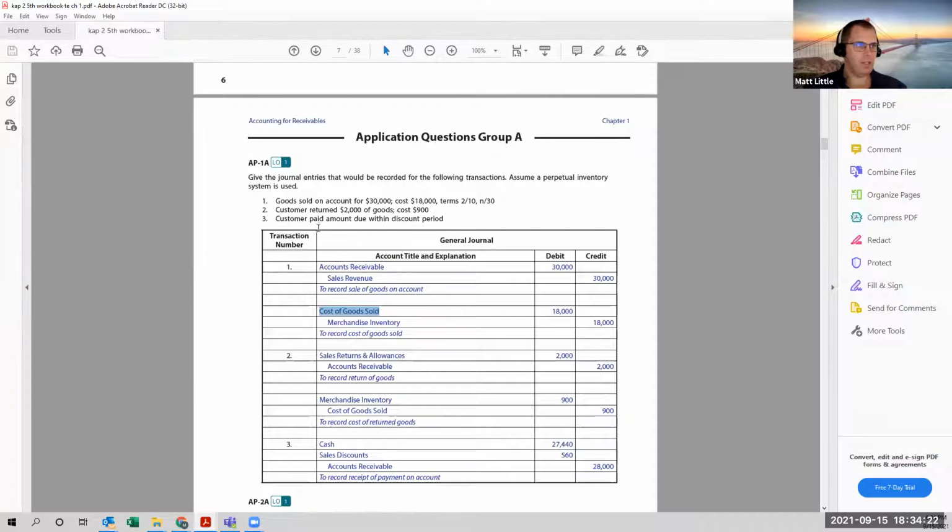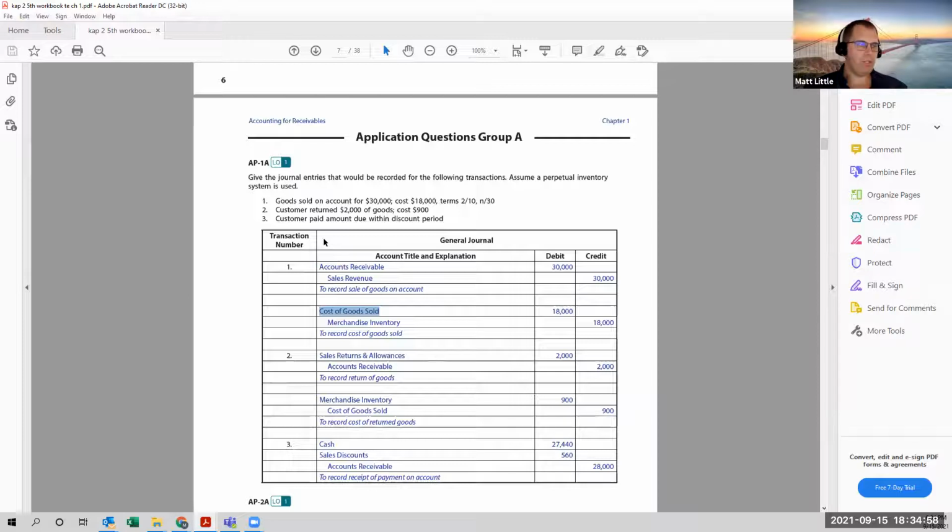Second section says the customer returned $2,000 of good, and the cost of those said goods were $900. So any returns, we reduced the accounts receivable. They haven't paid us yet by $2,000, and recorded a debit to sales returns and allowance, which, as a reminder, is a contra account to our sales revenue of $2,000. But again, they returned us physical goods. We need to add it back to our inventory. So we debit our inventory for $900 and credit our COGS to goods sold for $900. So that's to record the cost of those returned goods. So they're back in our possession to resell to another customer.